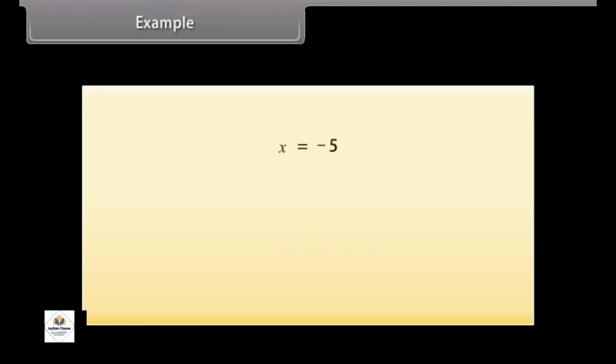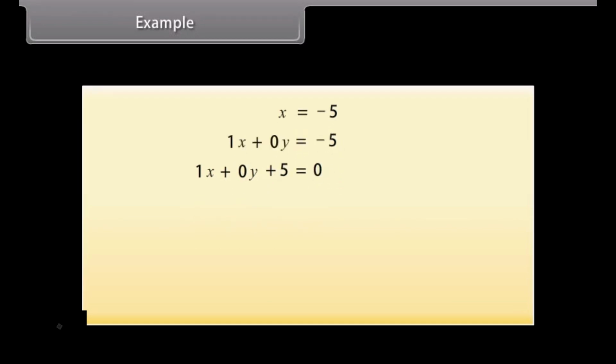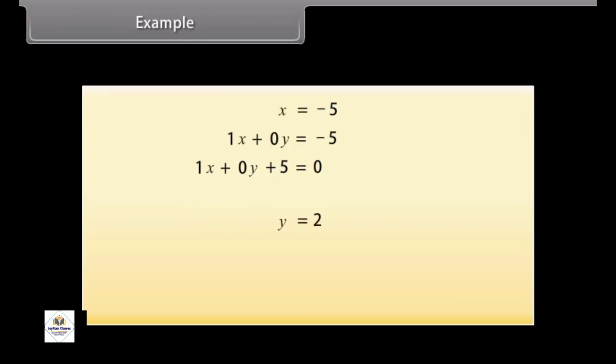Now look at this equation. We will write this equation in two variables. This can be written as 1x plus 0y is equal to minus 5, or 1x plus 0y plus 5 is equal to 0. Similarly, the equation y is equal to 2 can be written as 0x plus 1y is equal to 2, or 0x plus 1y minus 2 is equal to 0.